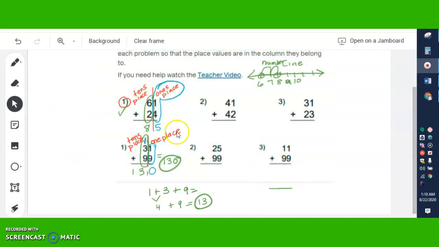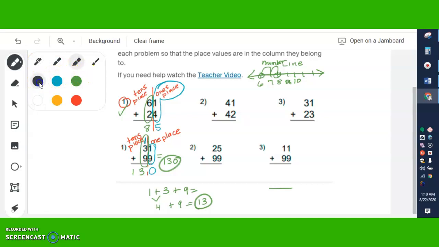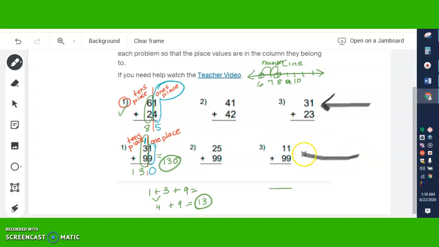The hint that I want to give you is these problems on the top row, you are not going to have to regroup, okay? The problems on the bottom row, these 2 problems, you will need to regroup. I gave you an example of this: with the first problem, we did not have to regroup or carry. With the second problem, we did have to regroup. We had to carry that 1 from the 1's to the 10's.